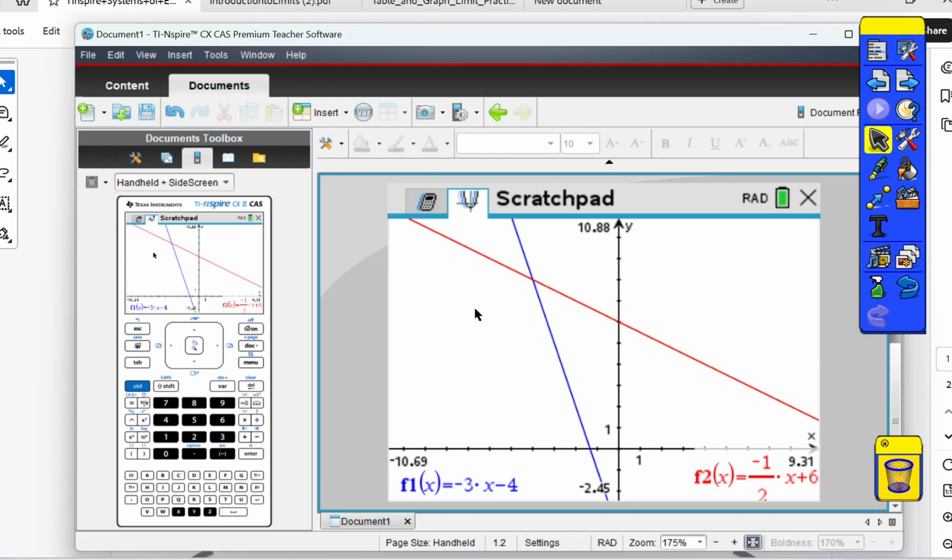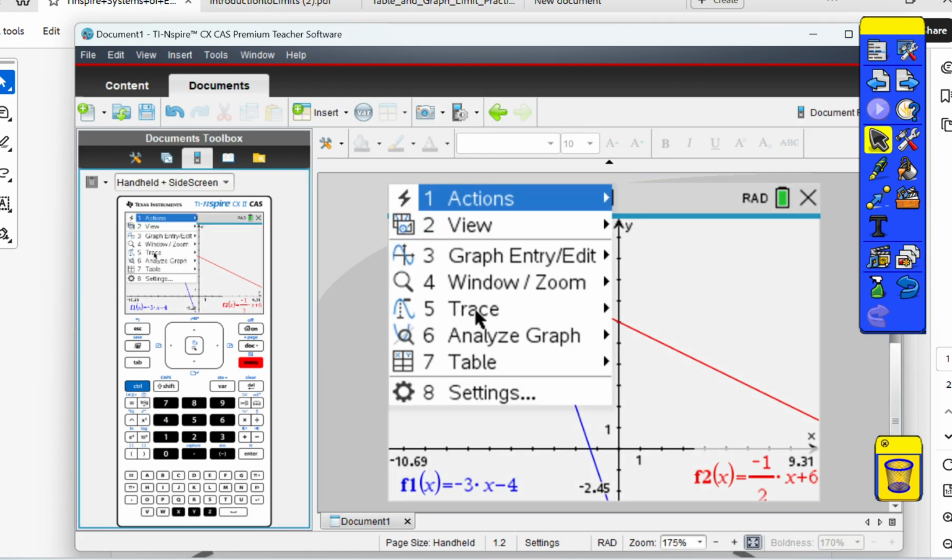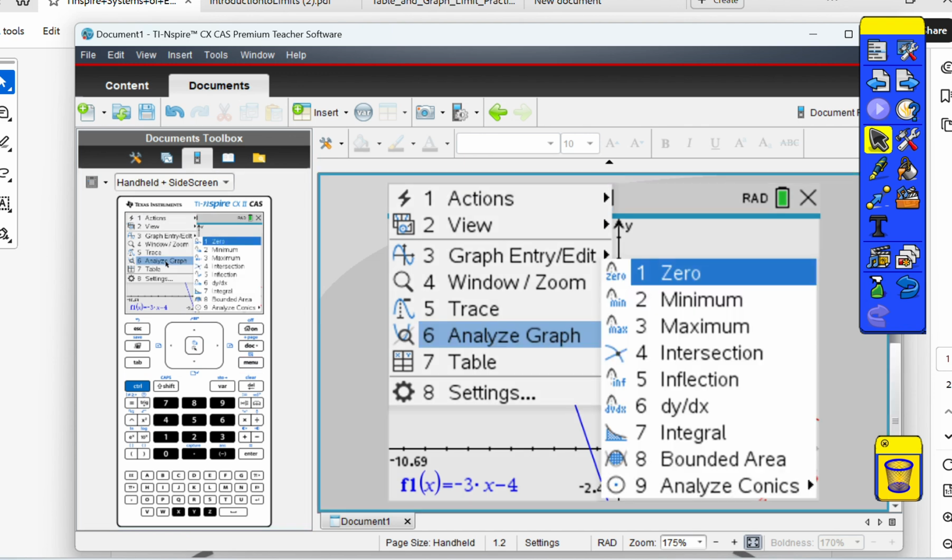Now, the trace button does a lot of things, but the one thing it doesn't do is find where your two lines cross. So this is going to be a new thing. It's not under trace. We want to find where they cross. Anytime I want to do something on my calculator, I'm going to go to menu. And if I'm not using trace, the only other option we're really going to work with is analyze graph. So go ahead and click analyze graph.